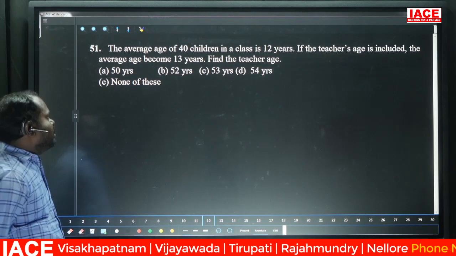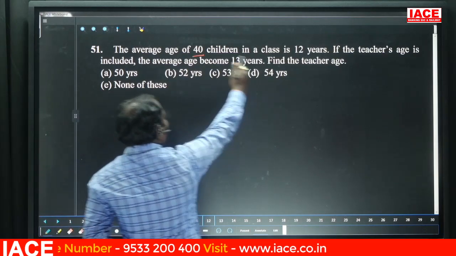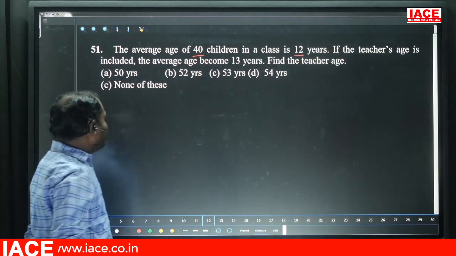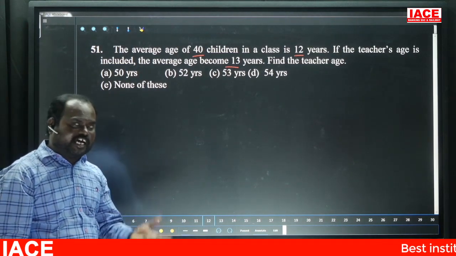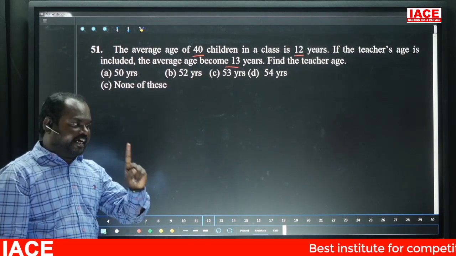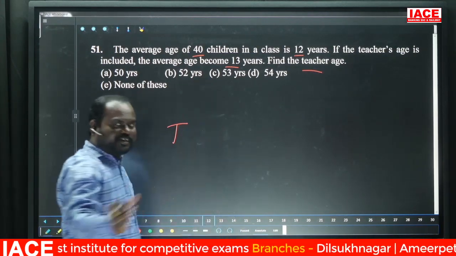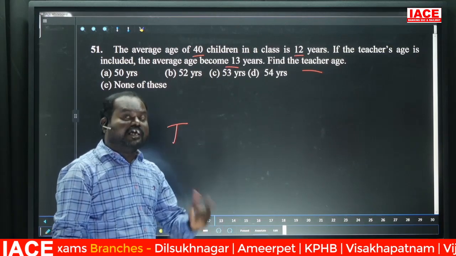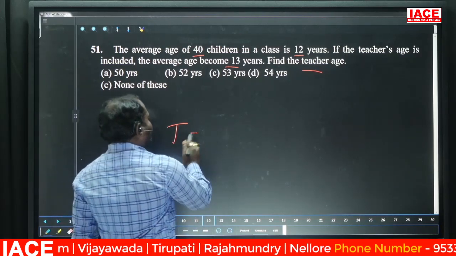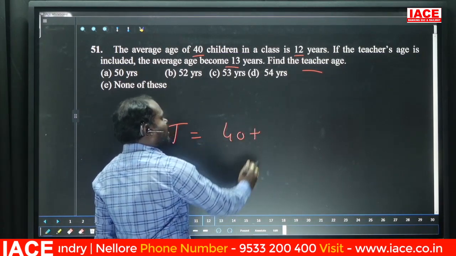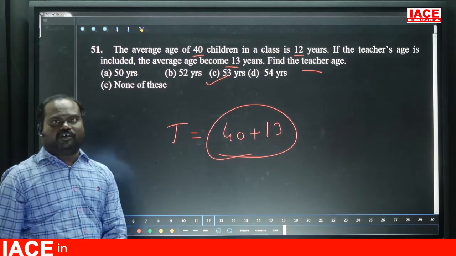The average age of 40 children in a class is 12 years. If the teacher's age is included, the average becomes 13 years. So the initial average is 12, and when the teacher joins, the average becomes 13. That means the average increases by one. The question asks what the teacher's age is. Whenever the teacher joins, the average increasing by one means every person increases by 1 year. Obviously total 40 persons are there. So 40 into 1, 40 plus the extra teacher, 13. Overall, teacher's age will be 53 years. Option C. Next.